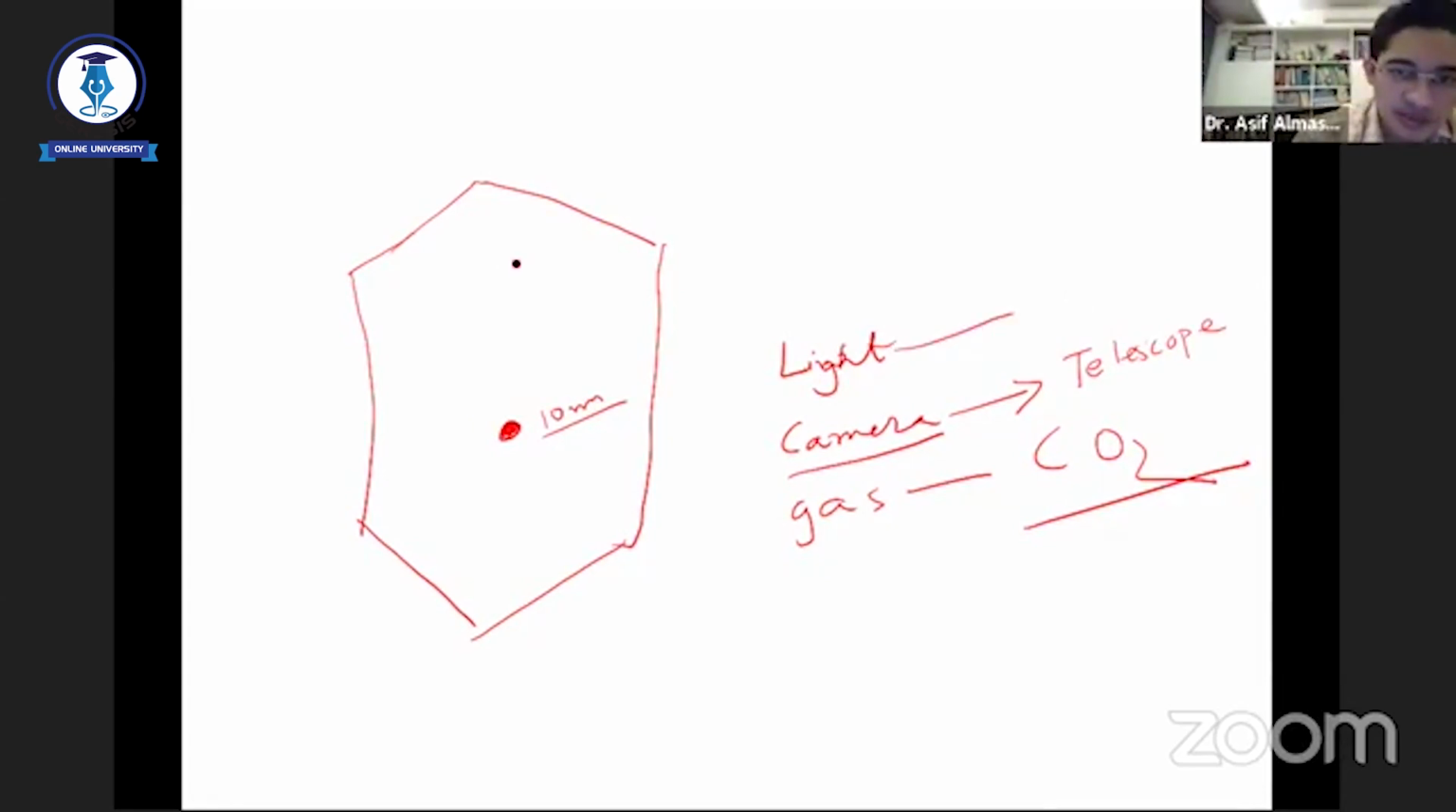Then there is another port in the epigastric region. This is also a 10 millimeter port. And there is another 5 millimeter port in and around the anterior axillary line, or you can say in the right hypochondriac region. These two are the working ports. These are the ports used by the surgeon.